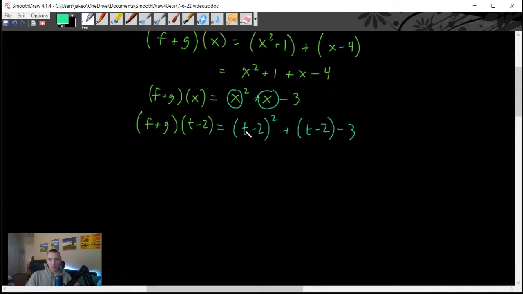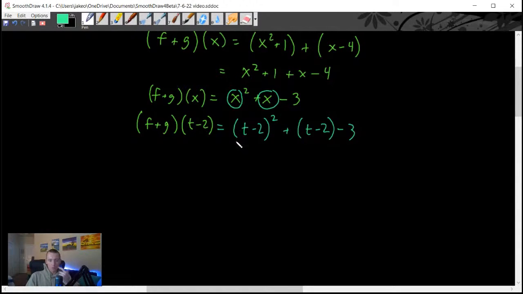Okay, so now from here we can FOIL this out. Do be careful when you have t minus 2 all squared. A common mistake I see people make there is they just square the t, square the negative 2, and say t squared plus 4, or t squared minus 4. That's not how this is going to work. You want to be very careful whenever you have multiple terms being added or subtracted inside parentheses like this, and it's all being squared.